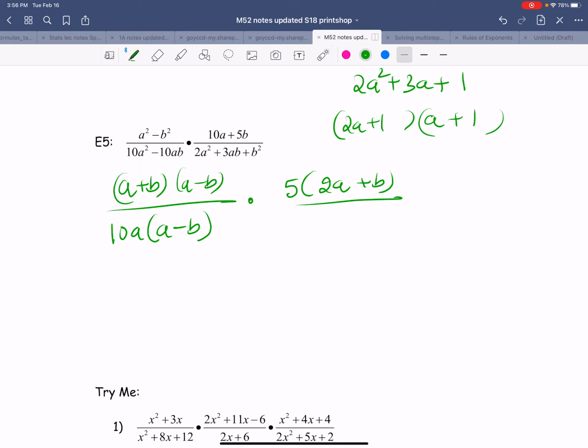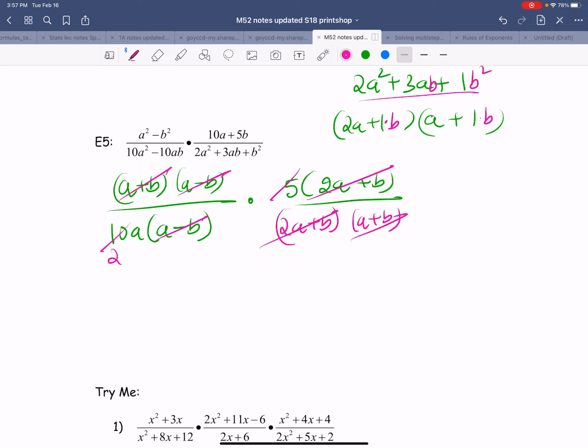because that would give you 2a squared plus 2a plus a plus 1. Now, because we also have a b squared here and a b here, we would add ab and ab, so that when we FOIL these, we get our original expression back. So it's going to be 2a plus b times a plus b. Let's cancel 2a plus b, 2a plus b, a minus b, a minus b, a plus b, and a plus b. And between 5 and 10, we can divide both of them by 5.